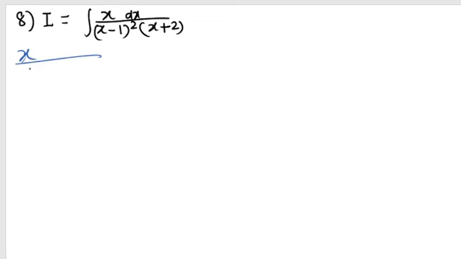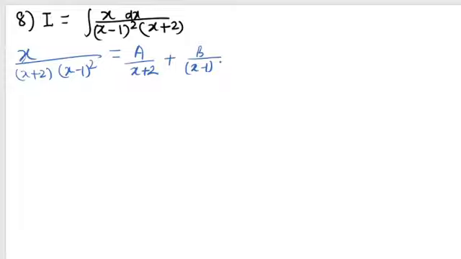That means this can be written as x plus 2 into (x minus 1) whole square. Here we can write A upon (x plus 2), and then B upon (x minus 1), and then again C upon (x minus 1) whole square, since the power 2 is given.